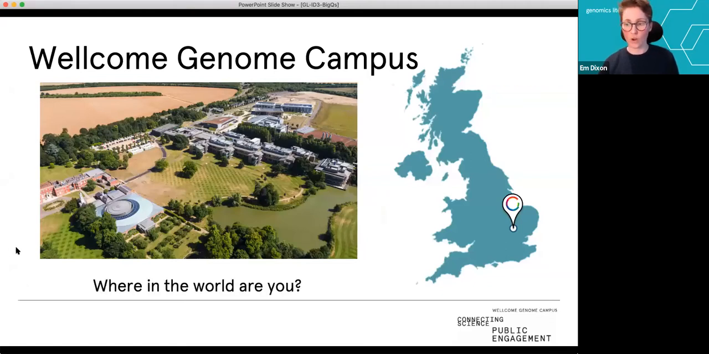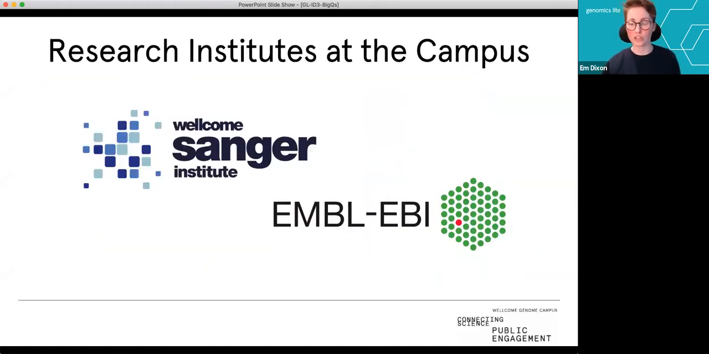On the Wellcome Genome Campus, we've got lots of different research groups, but the two biggest research institutes are the Wellcome Sanger Institute and EMBL-EBI. EMBL-EBI is all to do with data science, so all of the staff there work with data, whereas the Wellcome Sanger Institute is a bit more of a mix of data and what we might traditionally think of as wet lab biology. Nicole used to be based at the Wellcome Sanger Institute and is working somewhere else at the moment, and again, I won't spoil her talk too much.